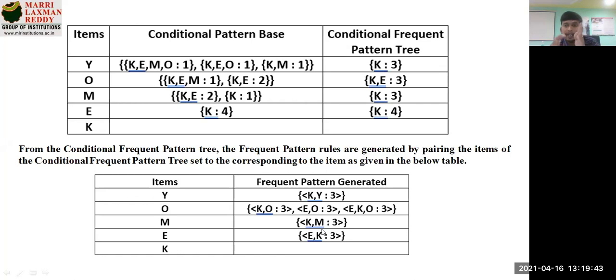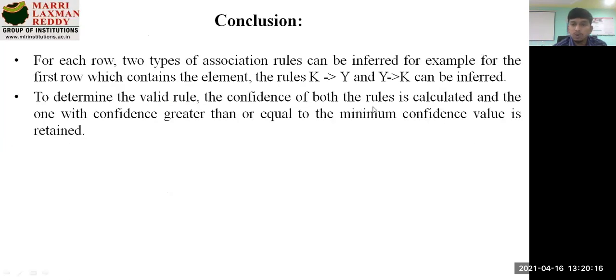Likewise, I am trying to combine the last column with the previous items, and this is how we are generating the frequent patterns. So these are the frequent patterns generated, and from these frequent patterns, we need to generate the association rules. So if you want to generate association rules, you can generate in the manner like in the first column, you can see K comma Y is equal to 3. From this, because I am having 2 items here, I can generate 2 association rules. That is K implies Y and Y implies K. This is what you can see here.